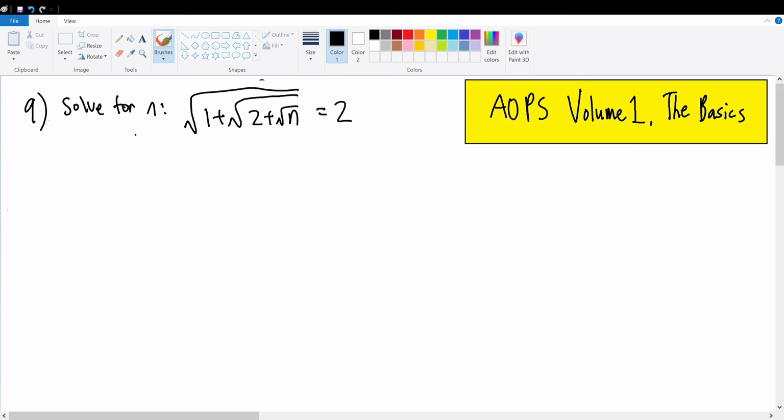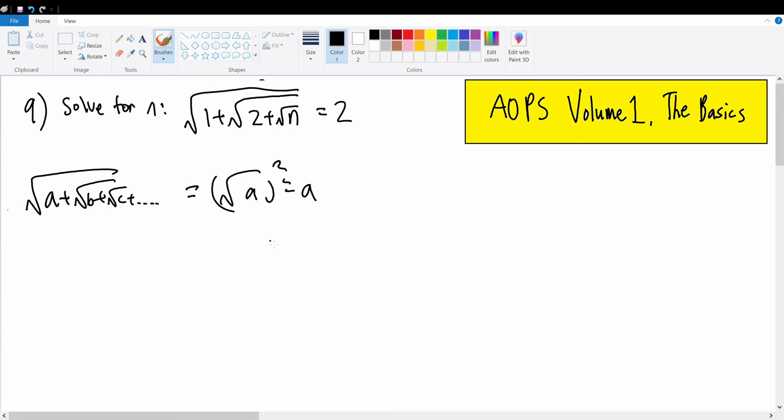So to solve this kind of multi-rooted equation, such as root a plus root b plus root c plus etc., we must square as many of these roots as possible because we want to get rid of these square roots. In order to get rid of square roots, the only way to do so is to square them. To square a square root, such as root a squared, will be equal to a. That's the only way to get rid of roots, or to raise to an even power.